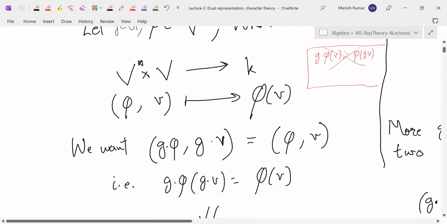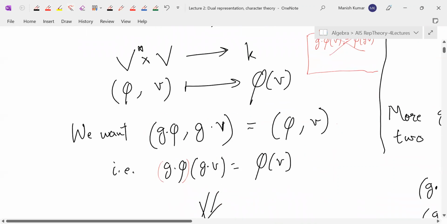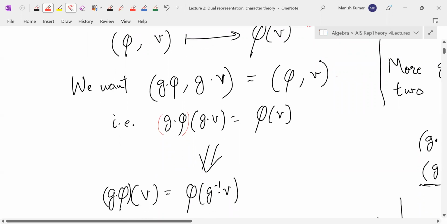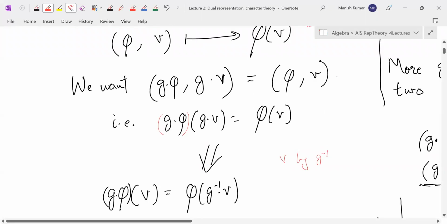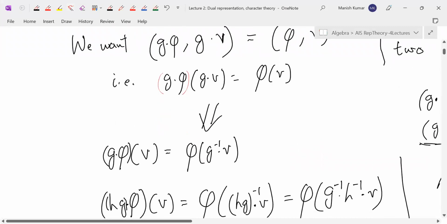So now let's just see what happens. So we want this map G dot phi, when acting on G dot V, to be the same as phi of V. So maybe this statement is equivalent to this statement. So this is what we want. And what does this imply? We are trying to compute this G phi. So that tells you G phi of V should be the same as phi of G inverse V. So you just replace V by G inverse V, then you will get this identity. So this is the formula for the linear map. So this is our formula for G phi.